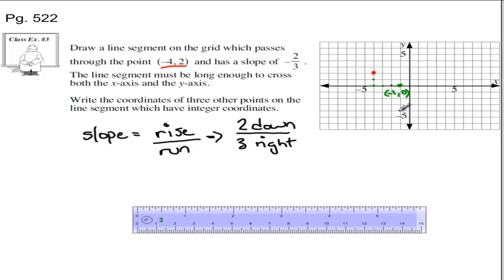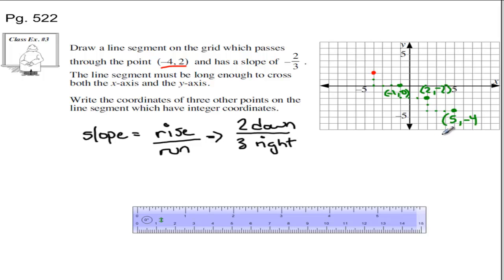Okay, moving on again to the next point after that, you go 2 down, so 1, 2, and 1, 2, 3. Here's our next point right here. That is going to be (2, -2). If we try that once more, we have 2 down, so 1, 2, and then 1, 2, 3 is our last point. That's going to be at (5, -4).